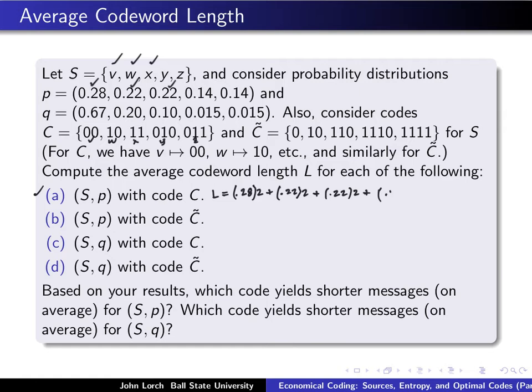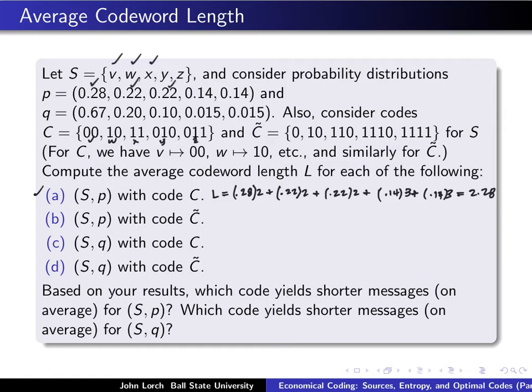So probability 0.14, length of the code word associated to Y is 3. And then finally, we have 0.14 times 3. Now we add all that together, and when you do that, you should get 2.28 as the average length of a code word in a coded message here.